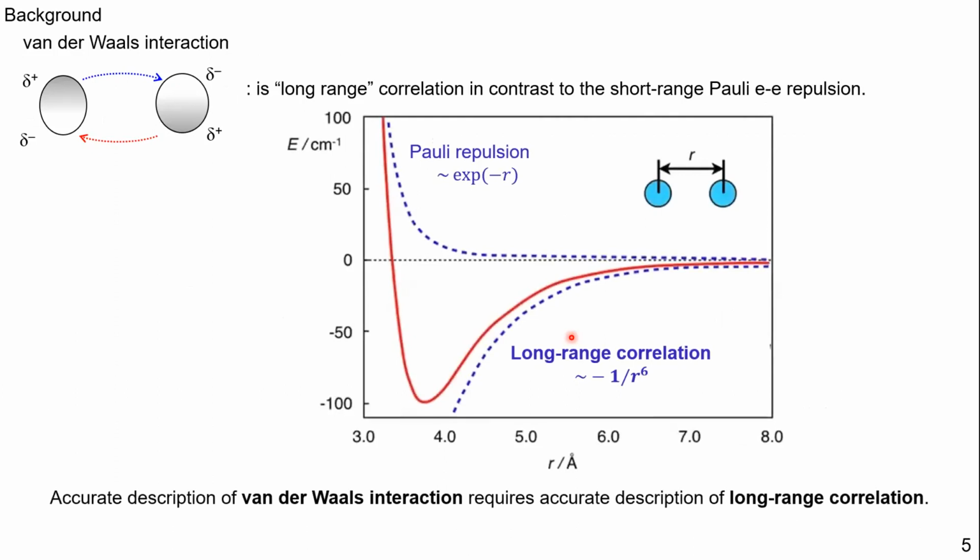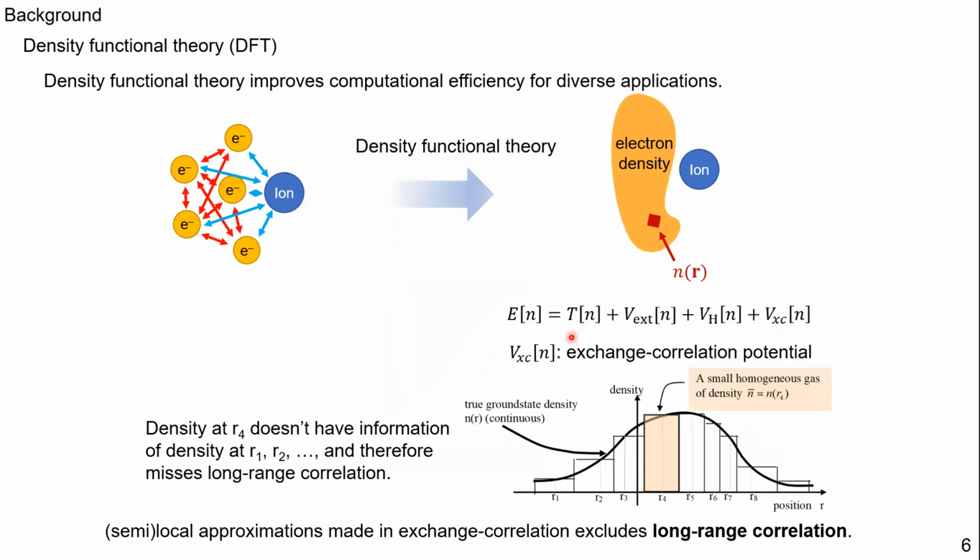Lennard-Jones potential. So we know that this type of Van der Waals interaction arises from the 1/R to the 6 potential, which corresponds to long range correlation, and this is in contrast with the short range Pauli electron repulsion, which behaves like an exponentially decaying function. So we need to accurately describe this Van der Waals interaction. We need to accurately describe this long range type correlation in theoretical models.